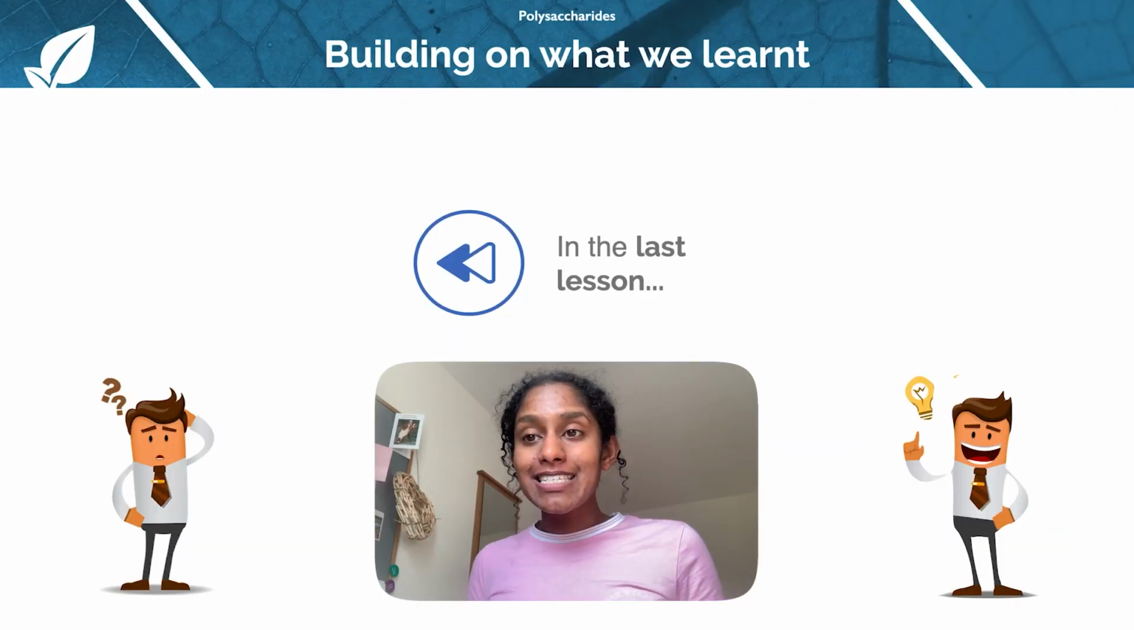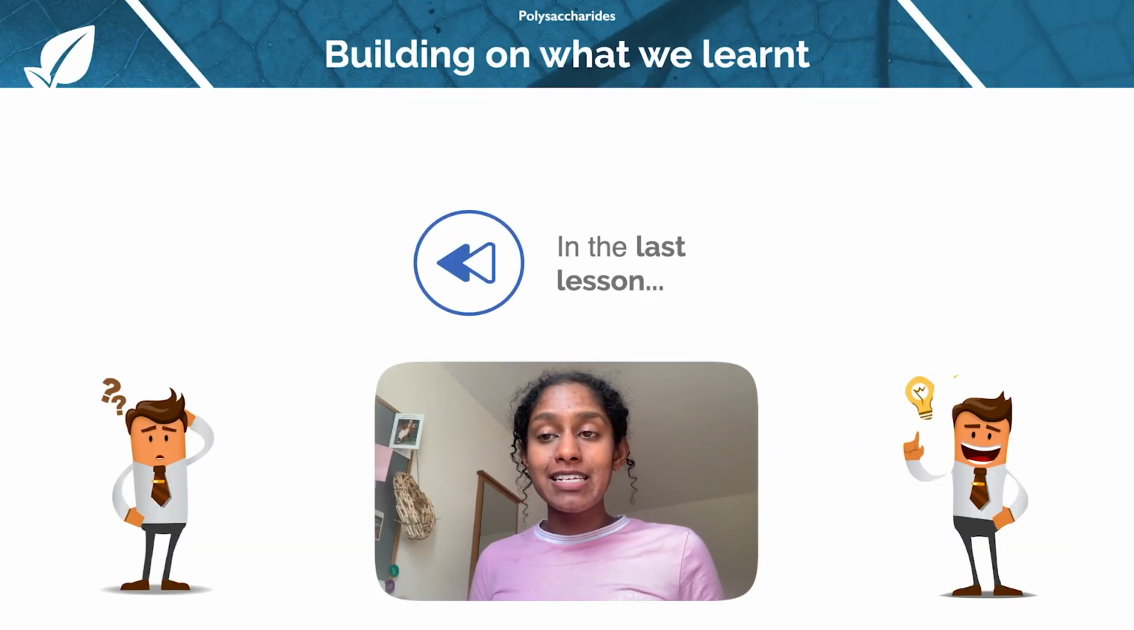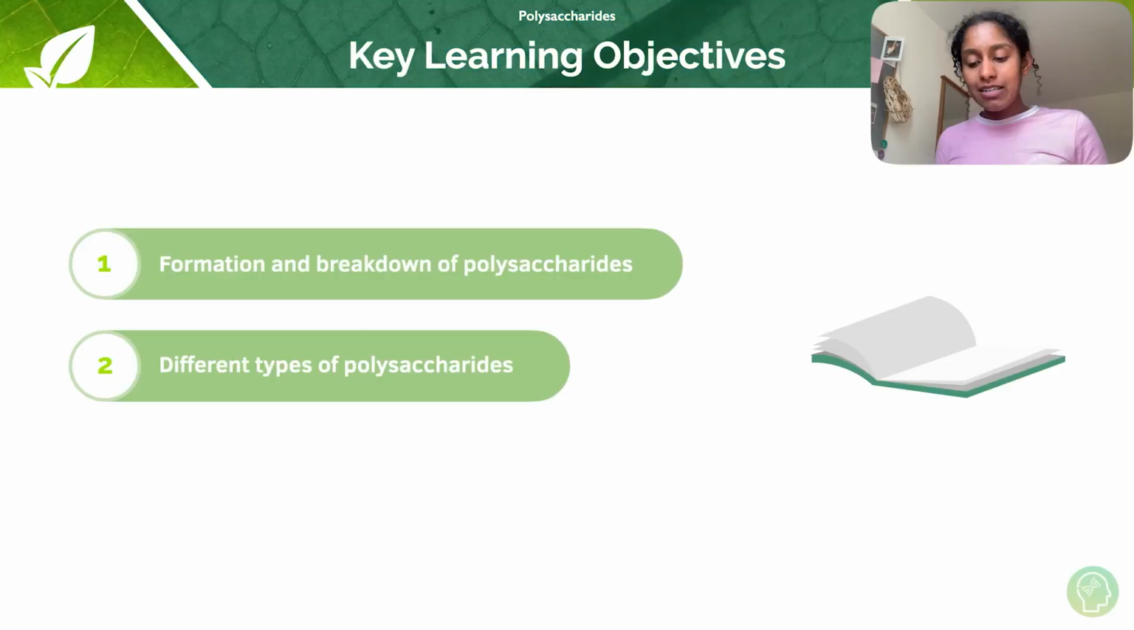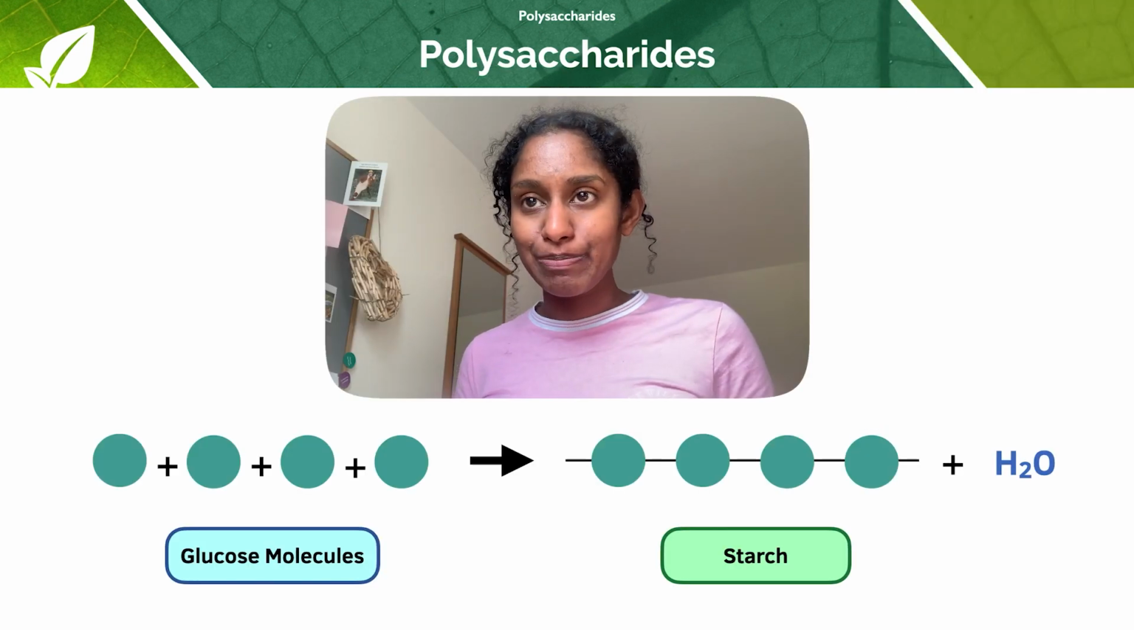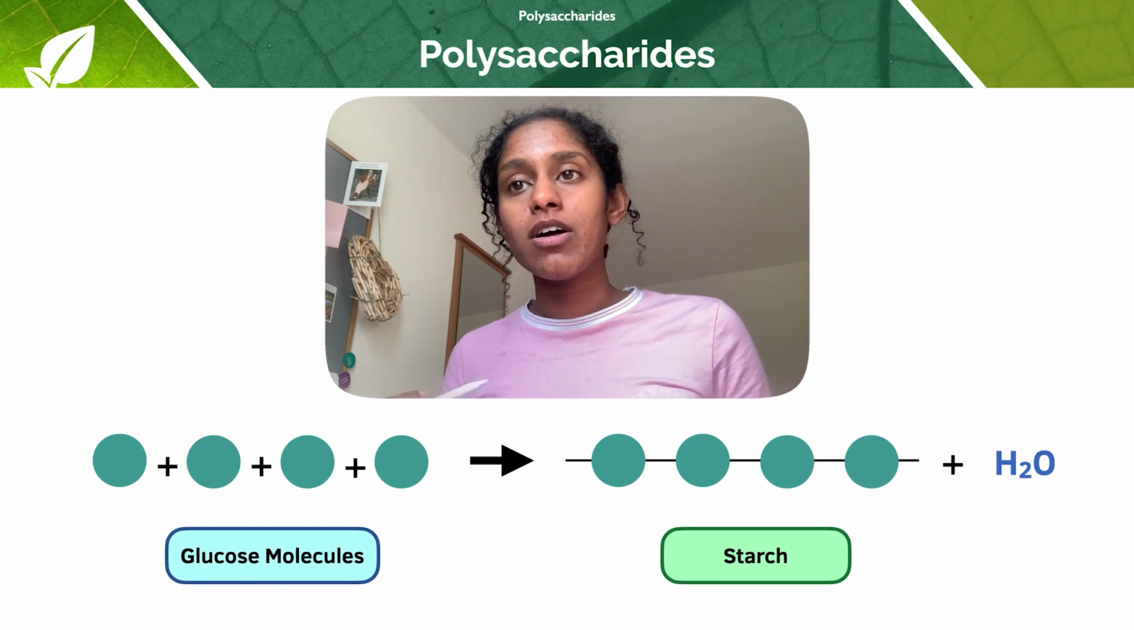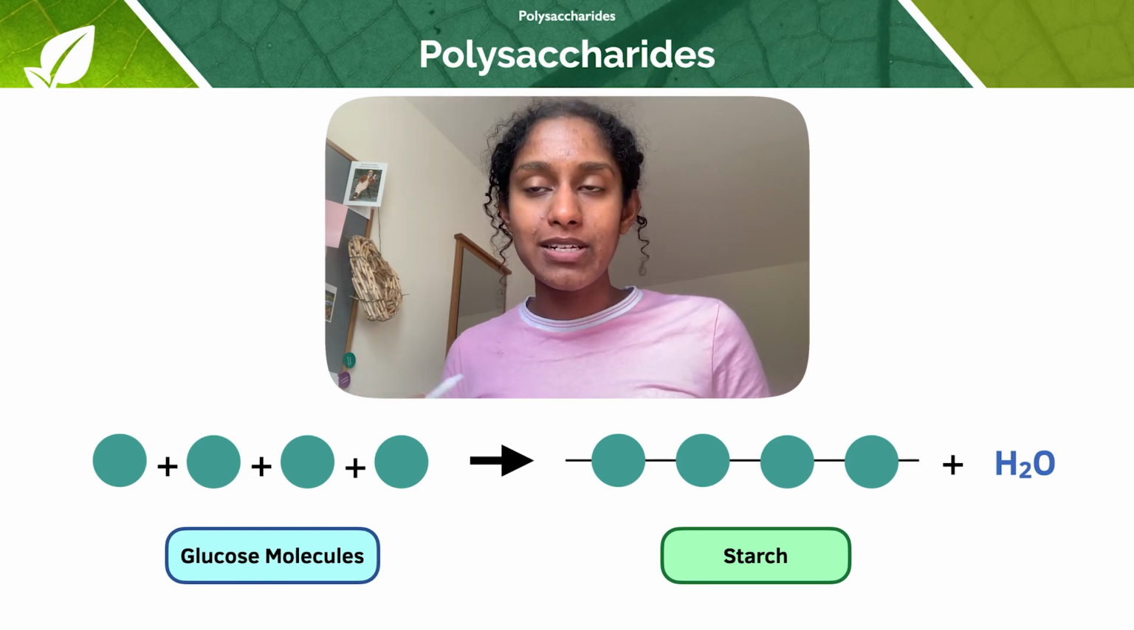So in our last lesson we learned that a monosaccharide is an example of a monomer and that monosaccharides can be used to make polymers called carbohydrates. So today we're going to have a look at polysaccharides, we're going to look at how we form them and how we break them, and we'll also have a look at a few different types of polysaccharides. So let's get cracking. So first of all, let's think about how we form polysaccharides.